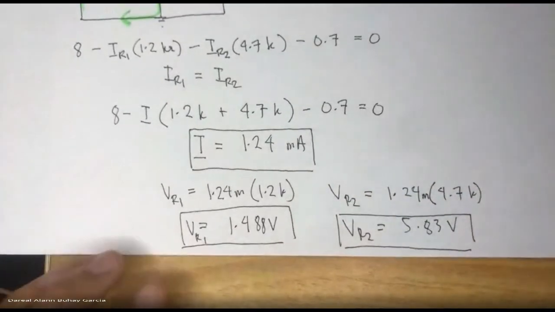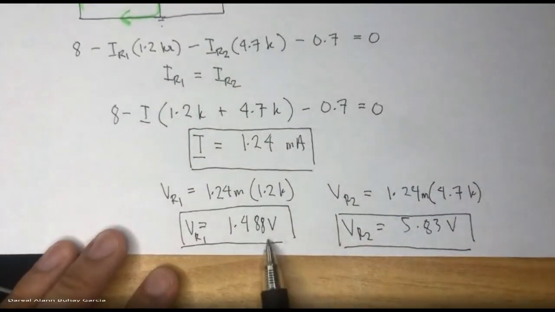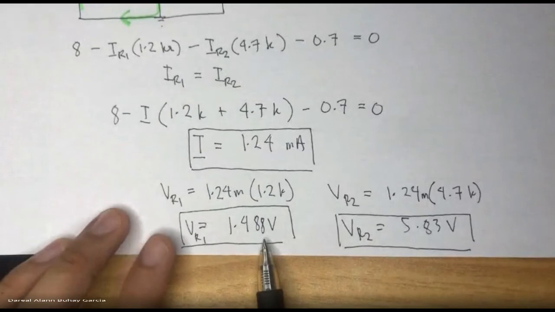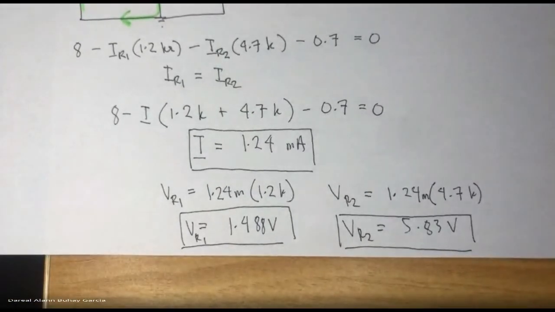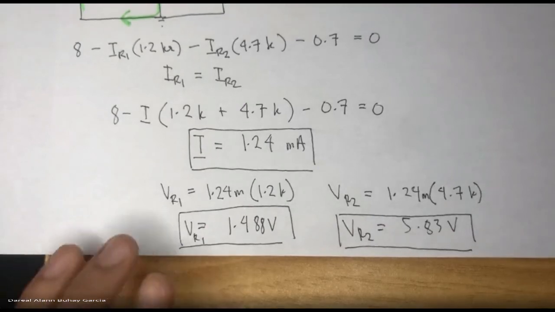Is the total 8? 5.83 plus 1.488 plus 0.7. The total is 8 volts. Okay?